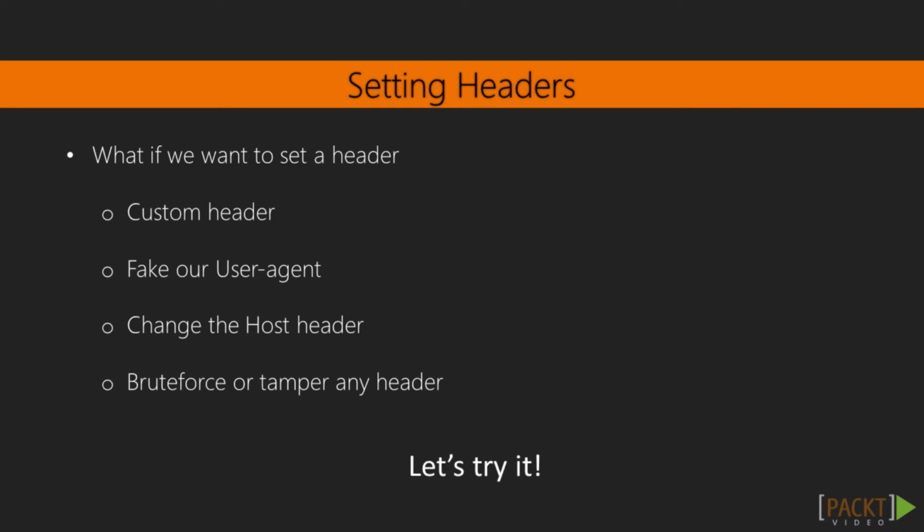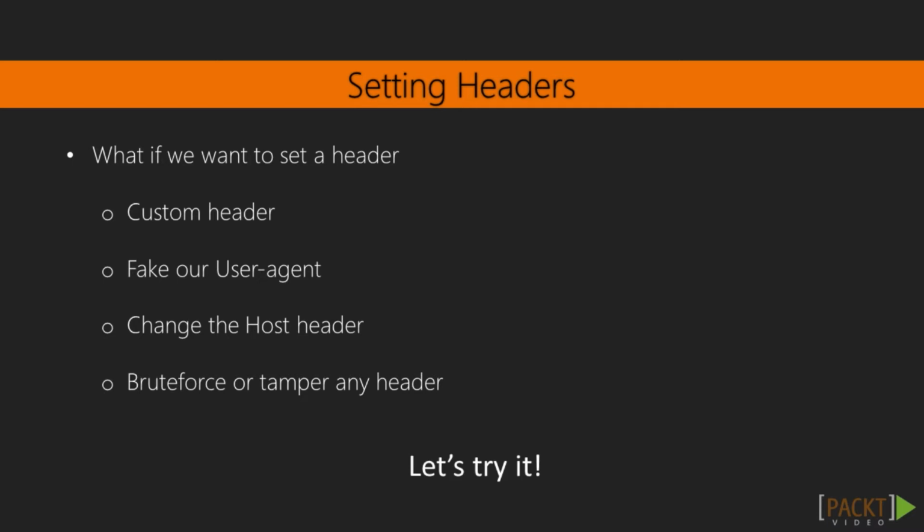Now, we're going to see how to set the headers of a request. Why would we want to do that? Because we may need to add a custom header expected by the application. We want to fake our user agent to trick the server into thinking that we are a mobile device. We may want to change the host header to trick the server or load balancers. Or we may want to brute force or tamper with a header value and see how the application handles it. Let's try to set a header.